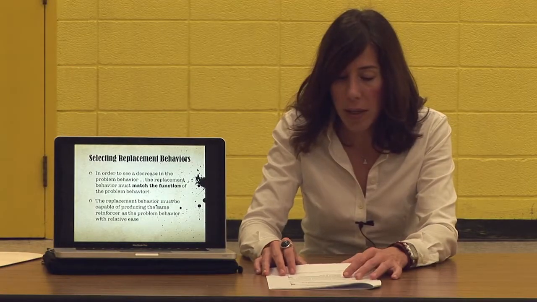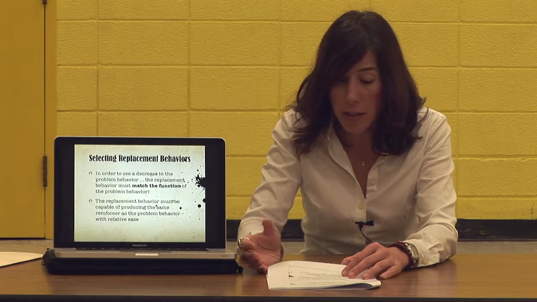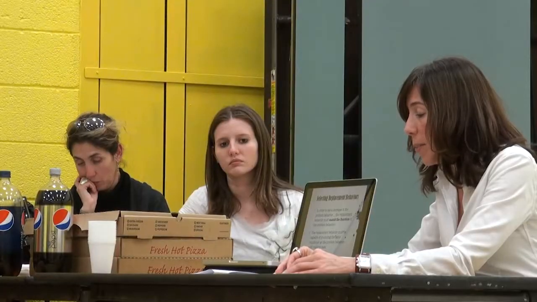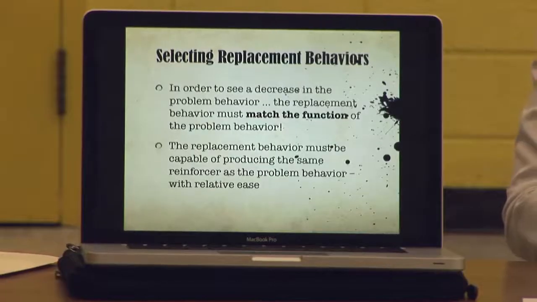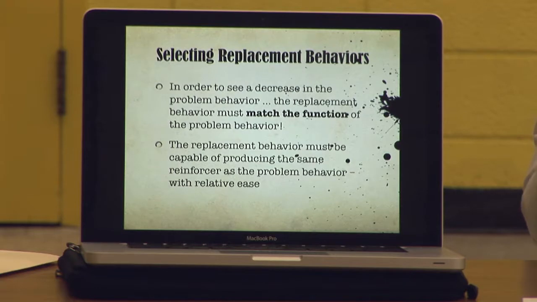So, selecting a replacement behavior. Again, it has to match the function, and it should be something that's capable of producing the same reinforcer as the problem behavior with relative ease. So what that means is that if a child screams every time you give them an instruction, and screaming has become successful to get out of that, you can't expect the child to now walk across the room, get their communication book, bring it back to you, and give you the break picture, right? That's too much to expect when screaming was pretty easy to get out of doing something. So you have to make the replacement behavior quite easy and accessible.